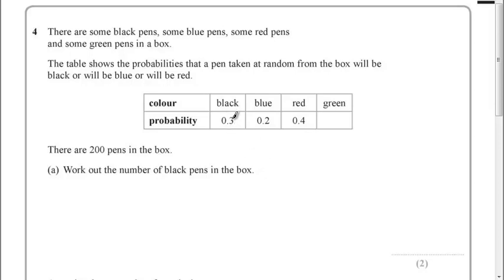Well, black has a probability of 0.3, so that's quite straightforward. It's 200, that's our total, times 0.3. Well, because of the tenths, we're going to immediately knock off a naught, so we're talking about 20s. 3 times 20 is 60. That's our answer.